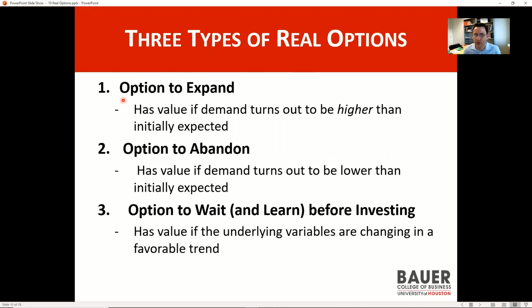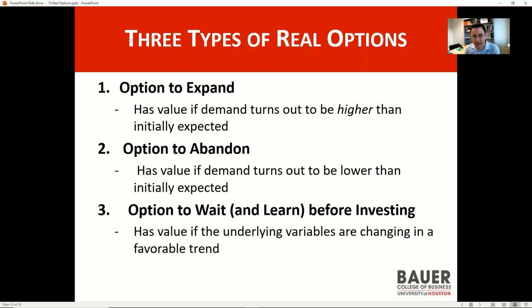The first is the option to expand. The idea here is you invest a little bit in a project, and then if things turn out to be better than you expected, if demand is higher than what you initially thought, then you can ramp up your investment. You expand. If you're introducing a new product, maybe you start with just a pilot market.